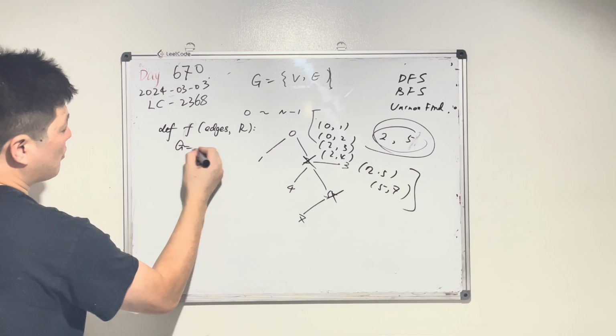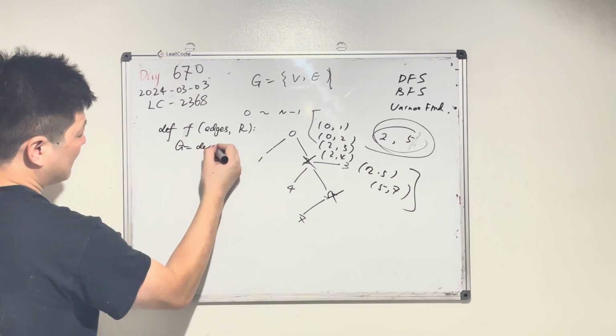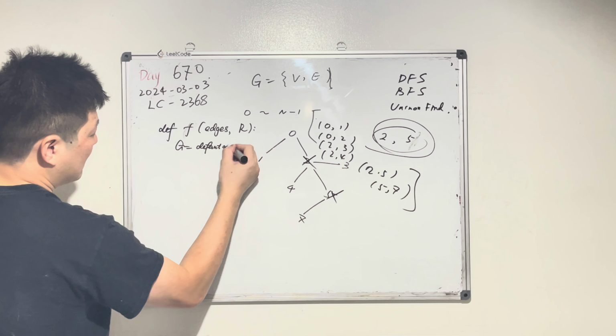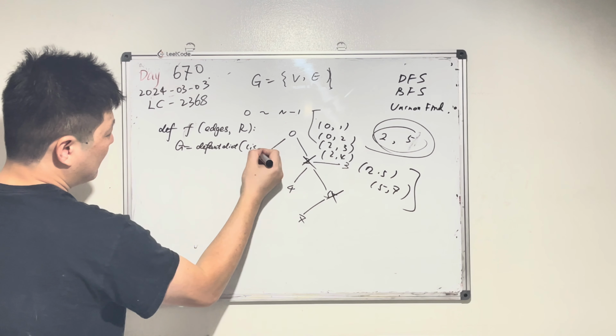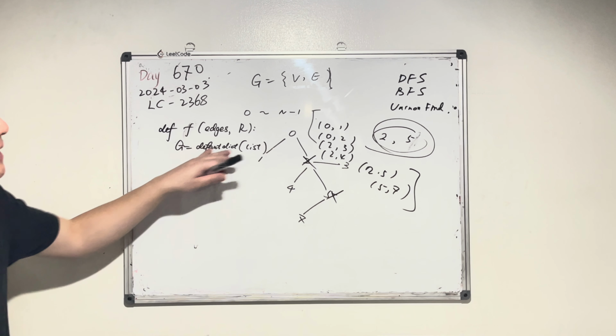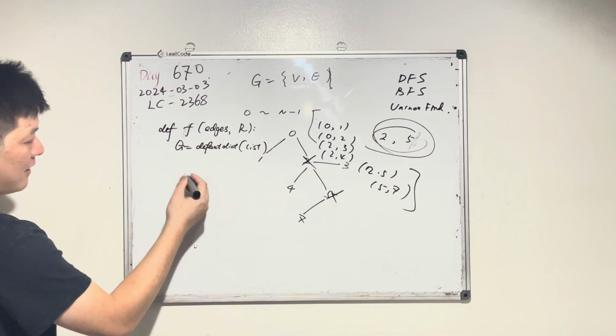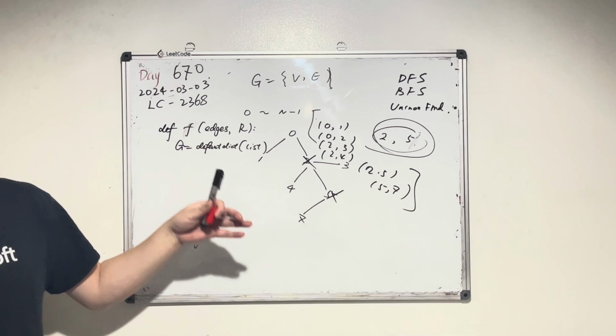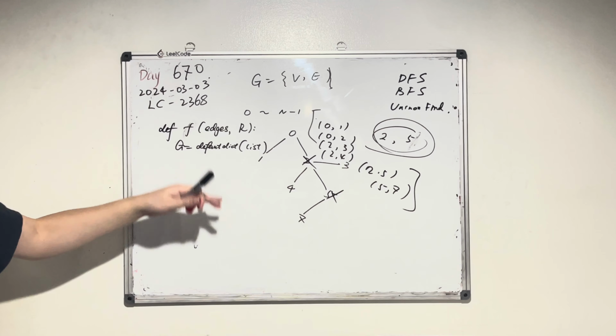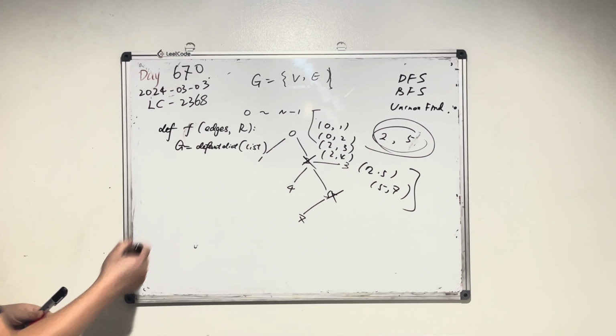So G equals default dictionary. And then for each one, we are building the graph using the adjacent list. There are two ways of representing the graph. One is adjacent list, the other is adjacent matrix, right? Remember we talked about that.